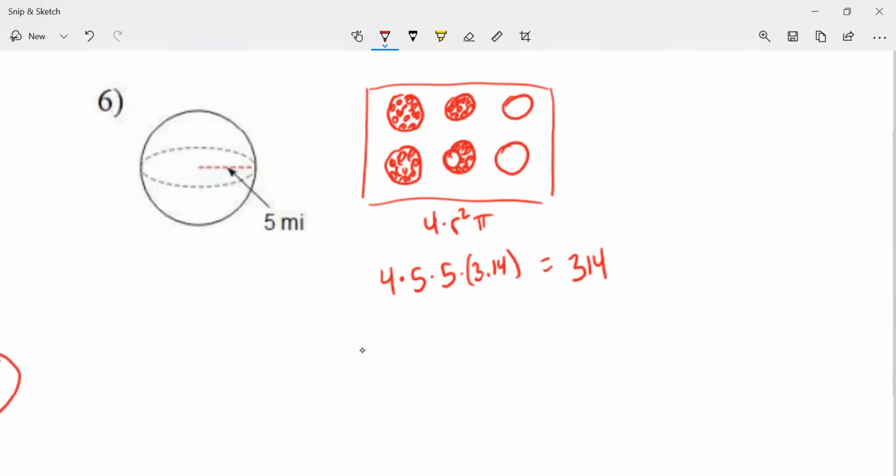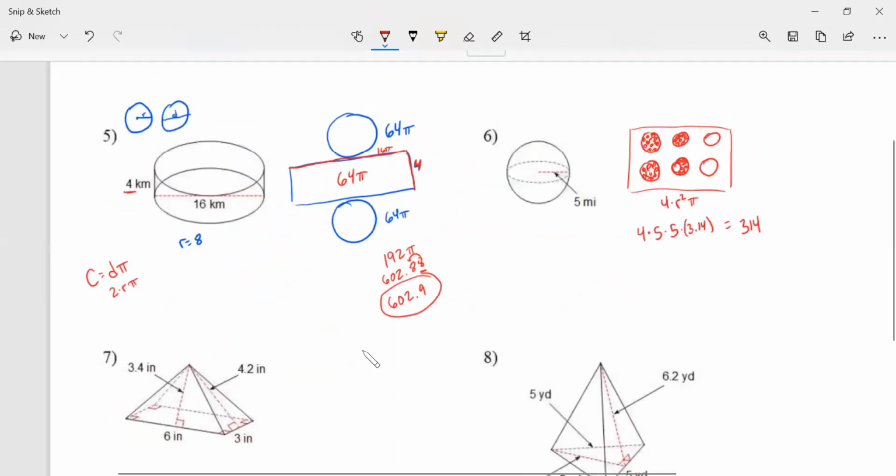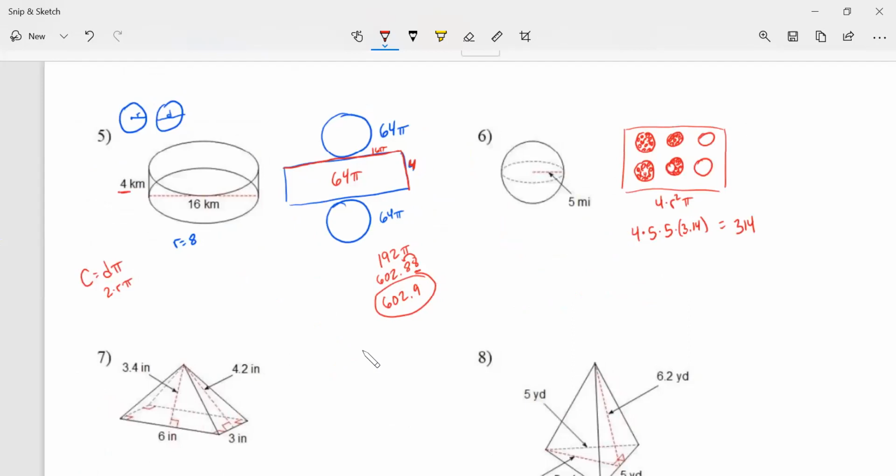So when it comes to prisms, cylinders, or spheres, they are not that bad. Just remember, with prisms we were looking at 2 bases and then rectangles in the center. When it comes to a cylinder, it's just one rectangle in the center. When it comes to spheres, this is going to be four circles.